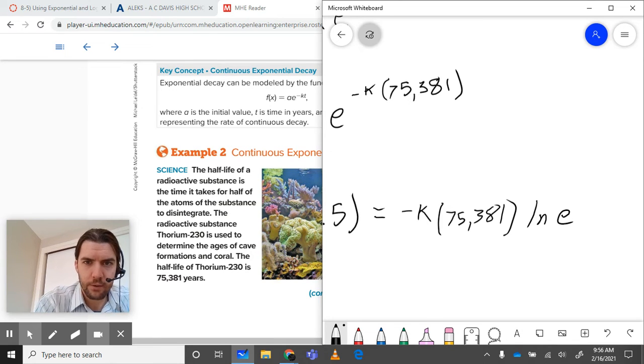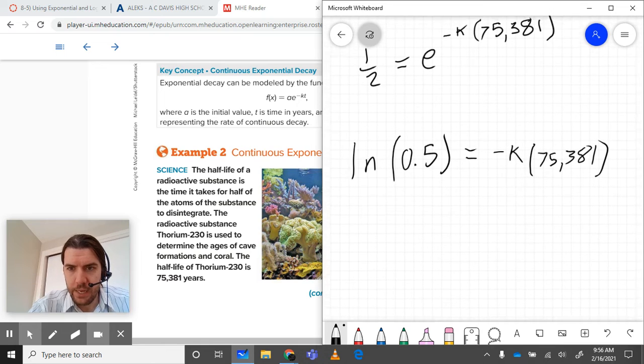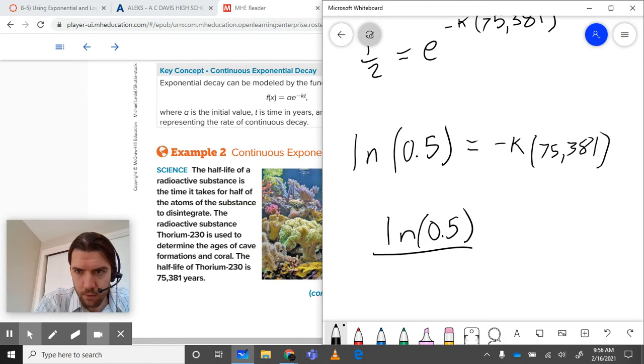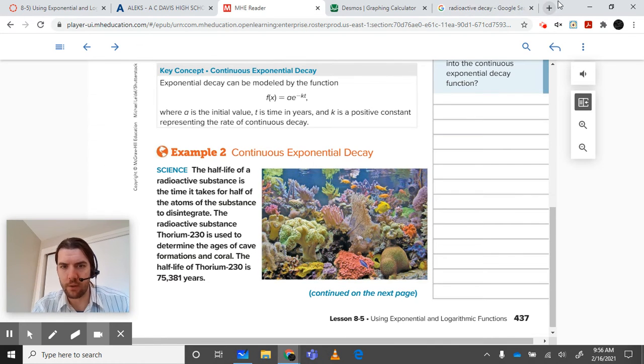All right, so I already did that step where I bring all that stuff down. If you recall, natural log of e is just 1. So that part goes away. And then we have our equation for k described pretty quickly. We can divide both sides by that 75,000 number and by -1 to get k by itself. Okay, if we do that, let's check what that is for an actual answer.